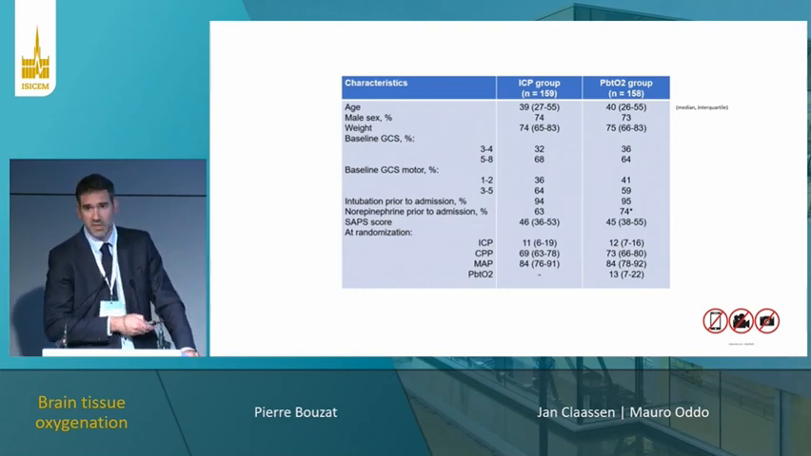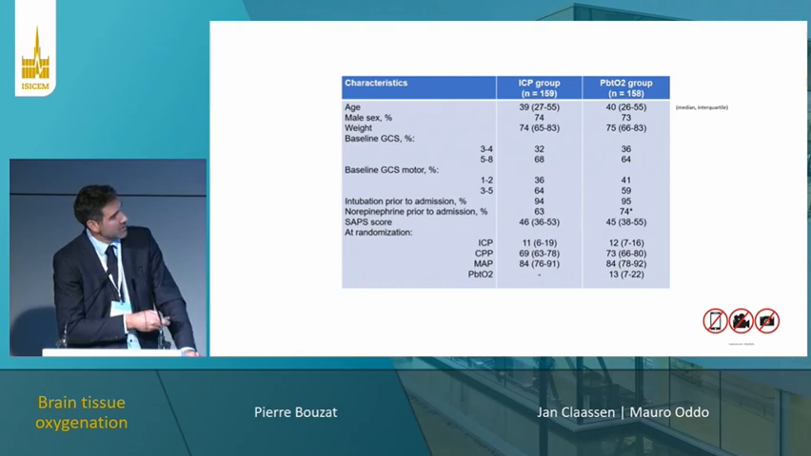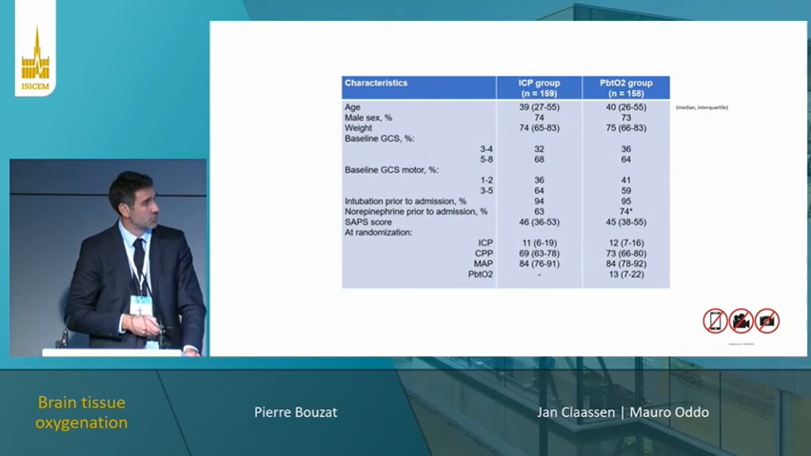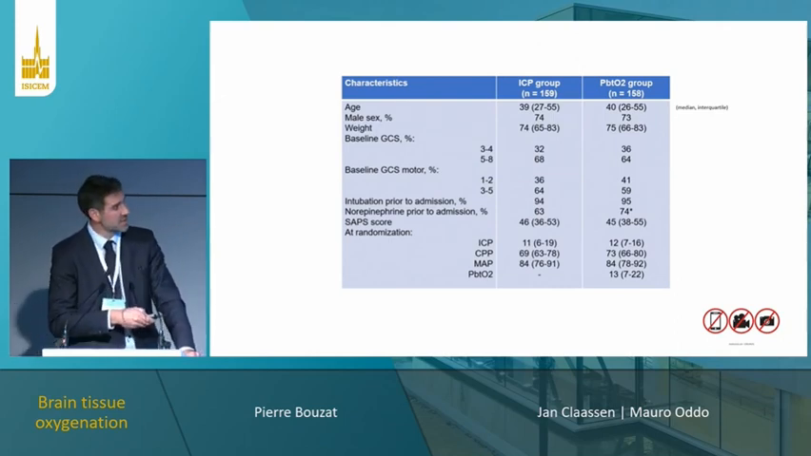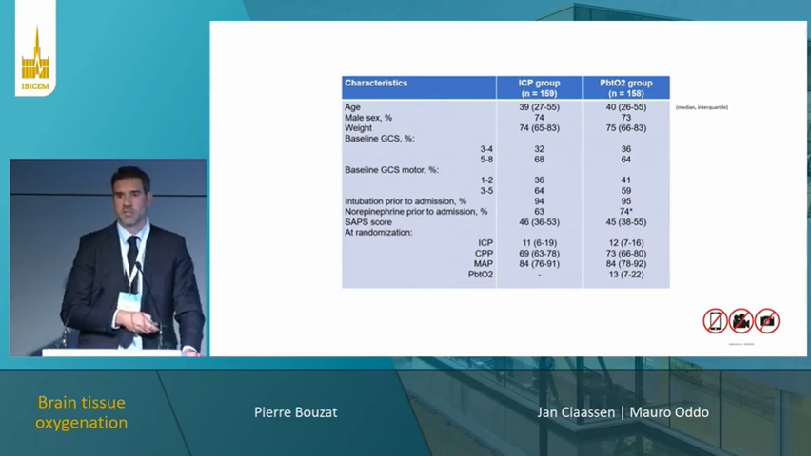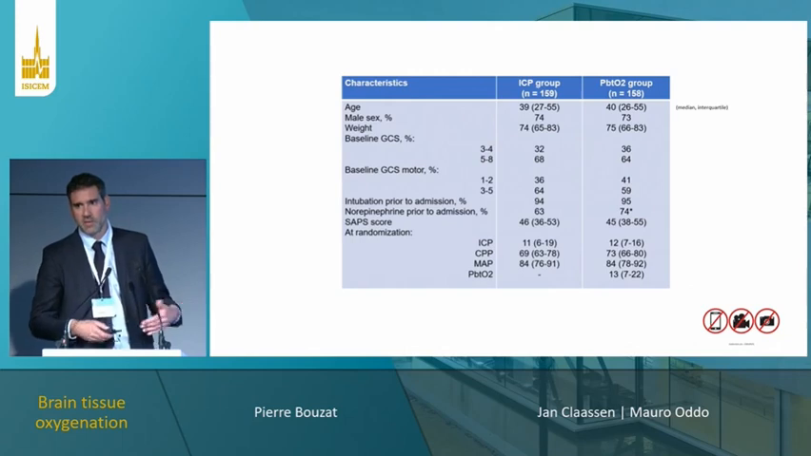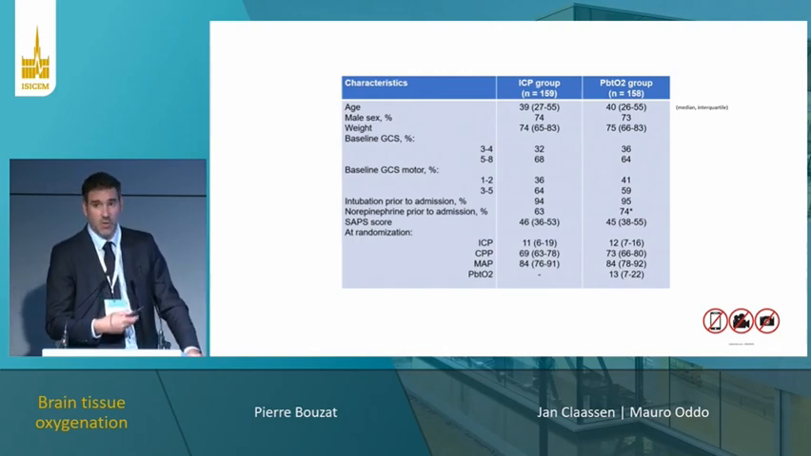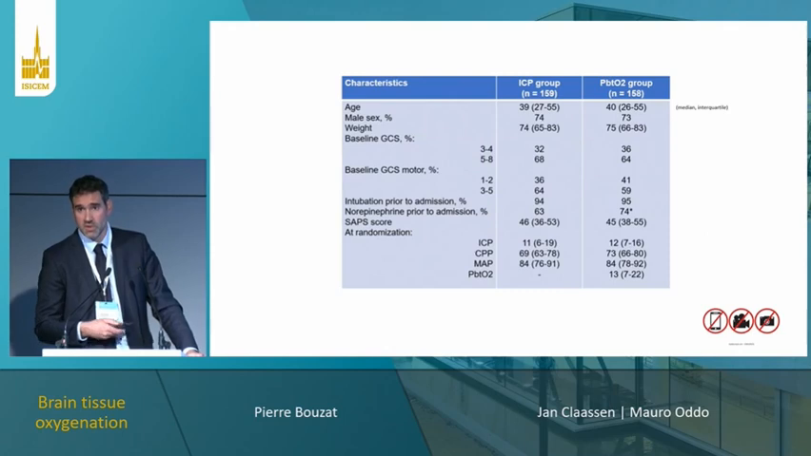This is only the demographic characteristics of the patients. We included 159 patients in the ICP group and 168 in the PbtO2 group. You can see they are young male patients. The GCS was relatively low. Almost all patients were intubated and under norepinephrine. You can see that the ICP at randomization was not so high, and the PbtO2 was pretty low at randomization. We are now doing the final analysis, and we hope to have the results within the next month.